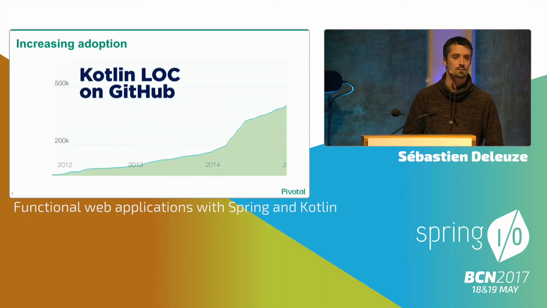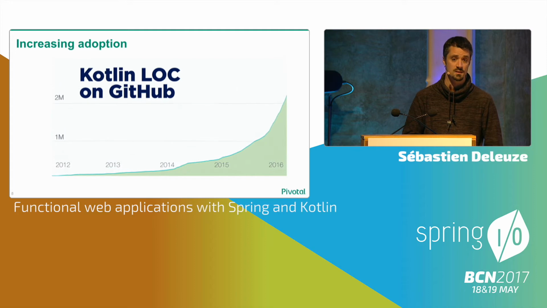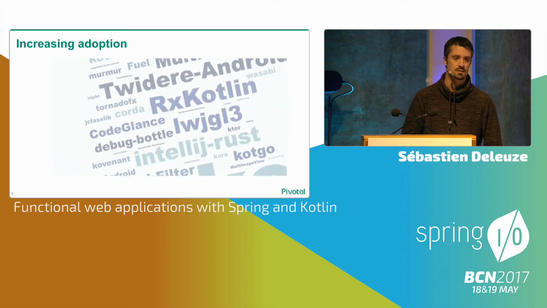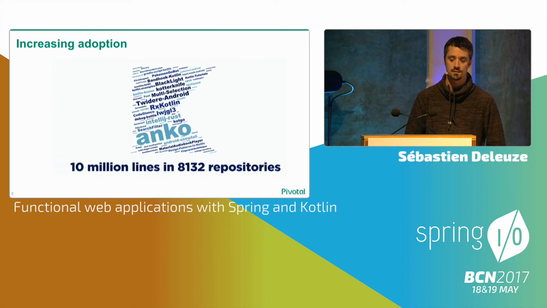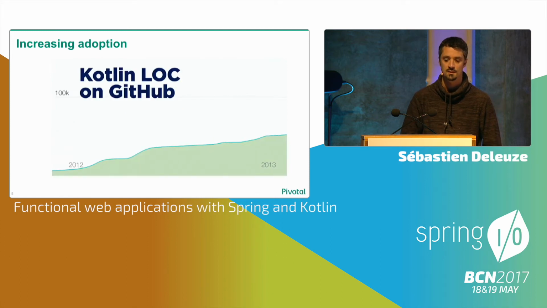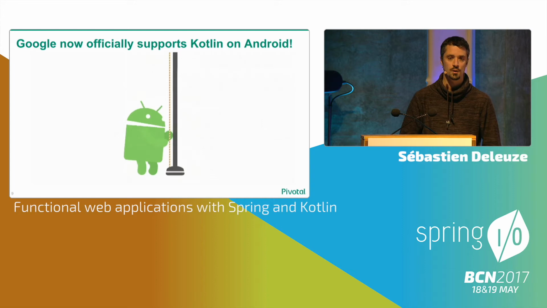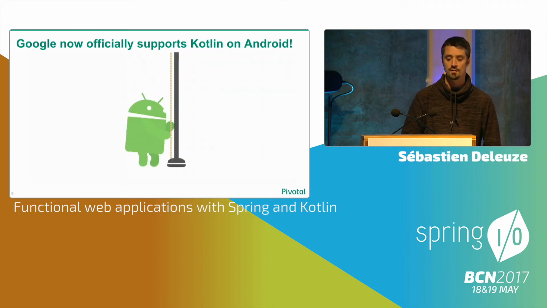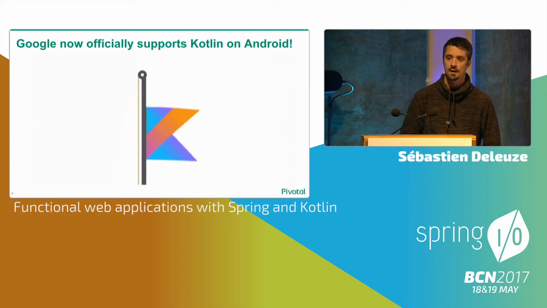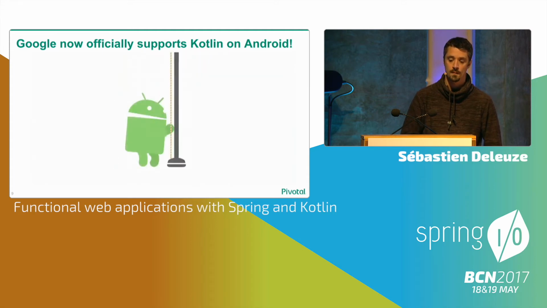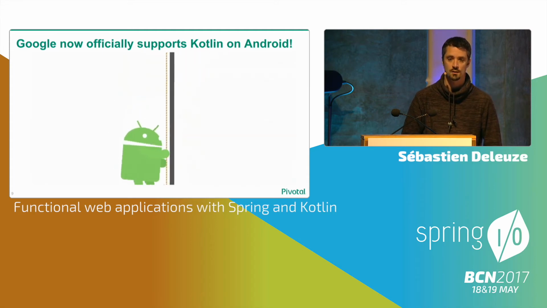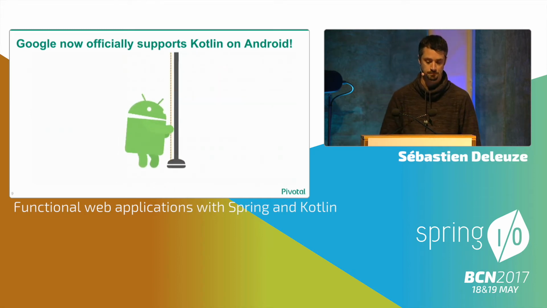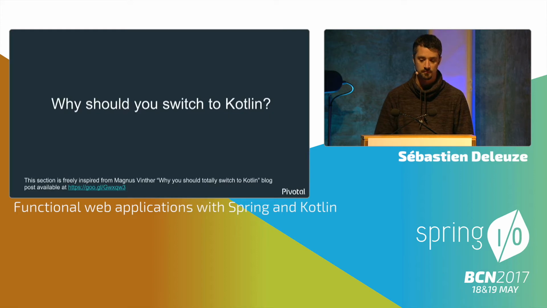So Kotlin 1.0 was released last year, and Kotlin 1.1 this year, so adoption started from very low, obviously, but is increasing very fast. And I don't know if you have heard about that, but 2 days ago, Google announced official support for Kotlin on Android. That's huge news for the language, and that will increase the adoption even faster, even on the server side.